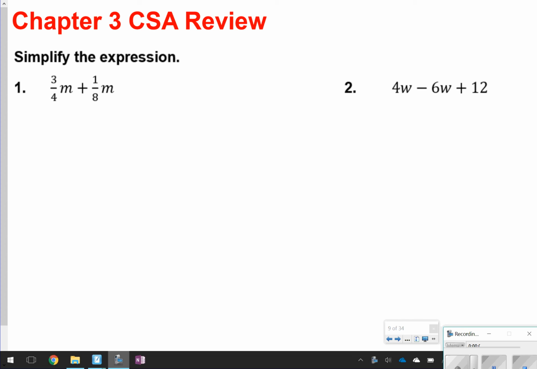Hi, this is going to be our Chapter 3 CSA review. So this is a review you got in class today, so we're just going to go over all the correct answers. Number 1 says to simplify the expression.